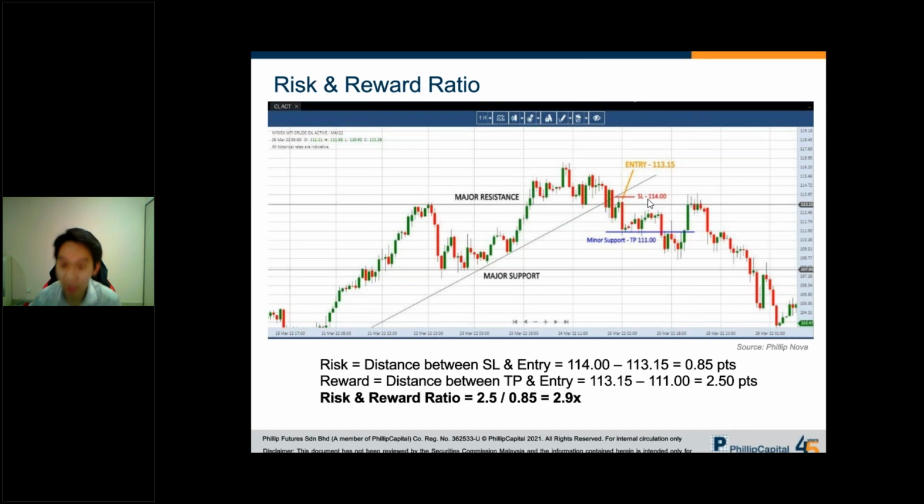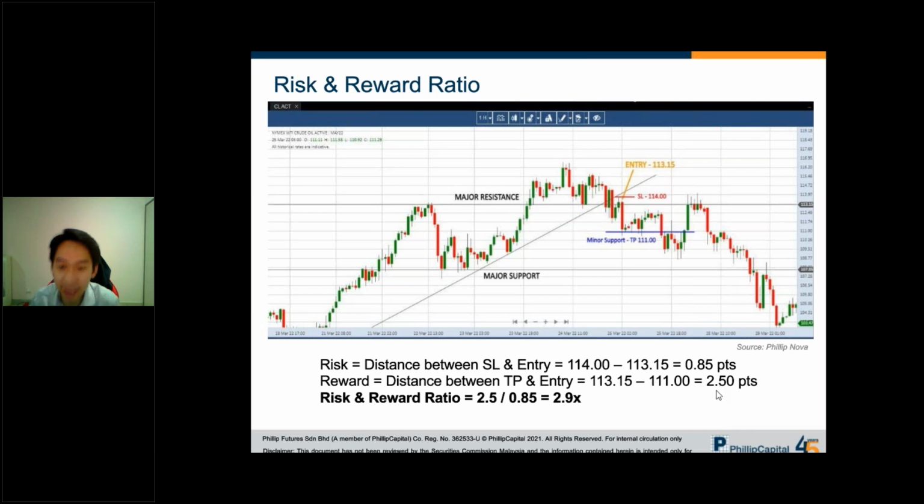Because this is crude oil, 2.5 points is actually a lot of money. If you are trading the standard contract of crude oil, 1 point is 100 USD. For a mini contract, 1 point is 50 USD, and for a micro contract, 1 point is 10 USD. So when we're saying 2.5 points, on the standard contract that's 250 USD. There's a lot of money there, so don't think 2.5 points is a small amount. Just remember that with crude oil, 1 point is 100 USD.